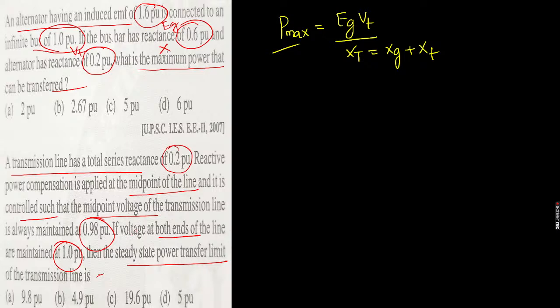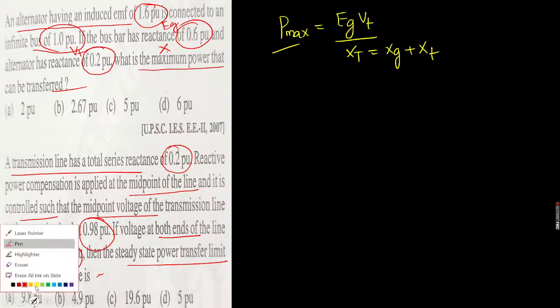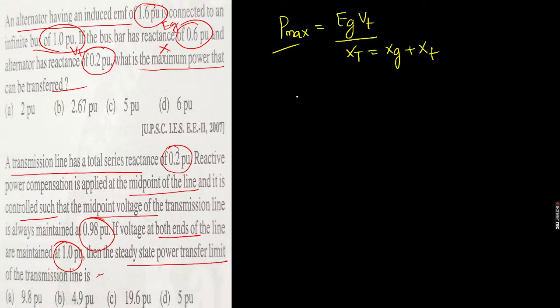Anyone? What can be the answer for this question? First, let me explain the given topology in terms of a diagram so that you will understand the logic. What they have given is a transmission line. The transmission line has a certain amount of reactance.